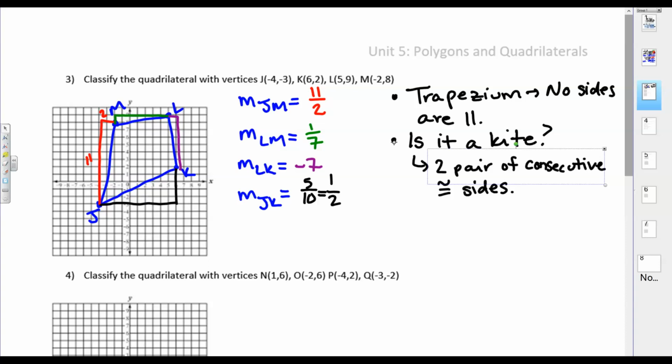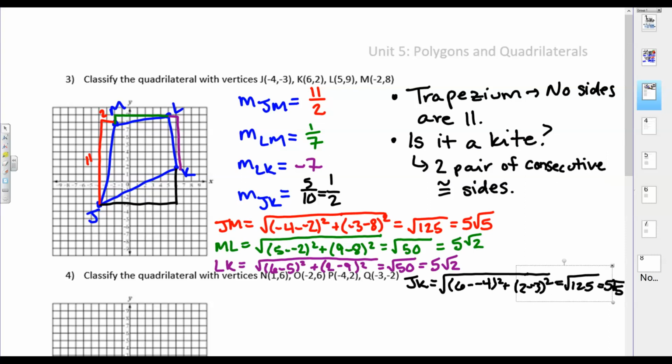And so I'm now going to need to do the distance formula 4 times in order to know if this thing is really a kite. So take a minute now, guys, and do the distance formula 4 times to figure out if this thing is a kite. And so doing this, I get that both JM and JK are 5√5, which means that JM is congruent to JK, and they are consecutive sides.